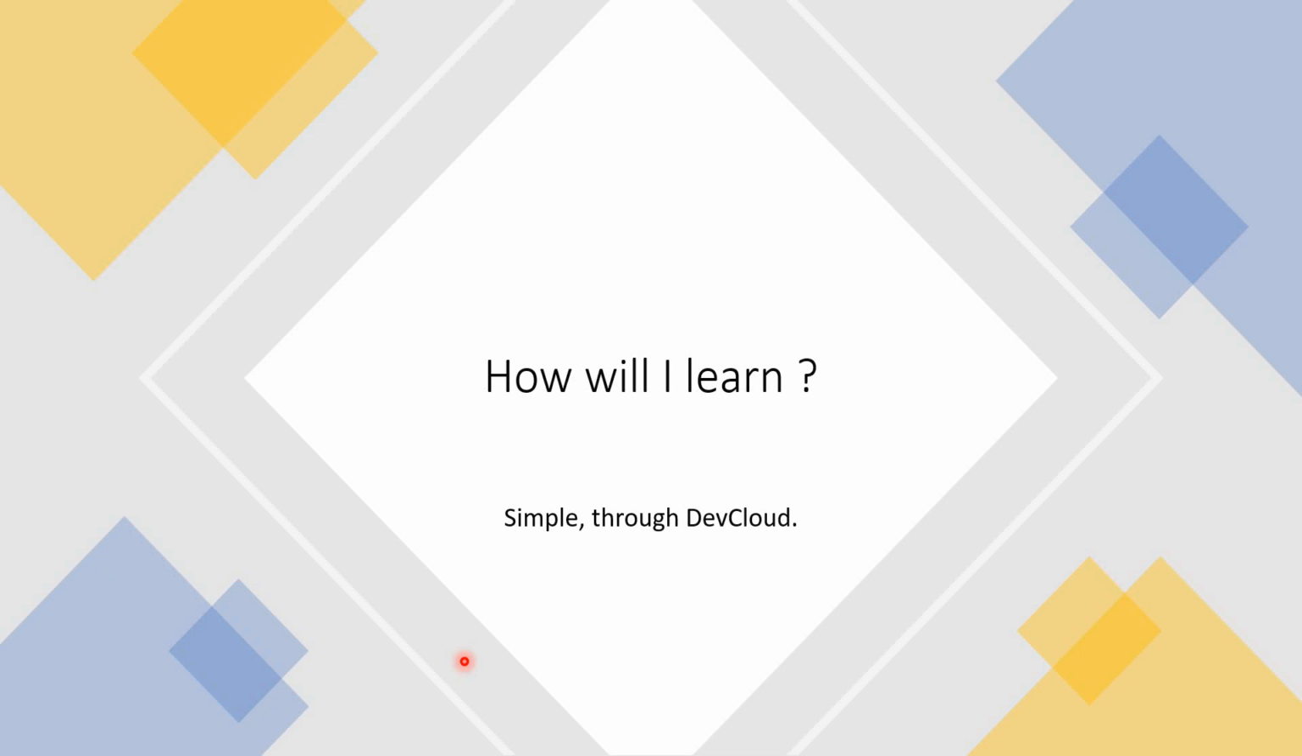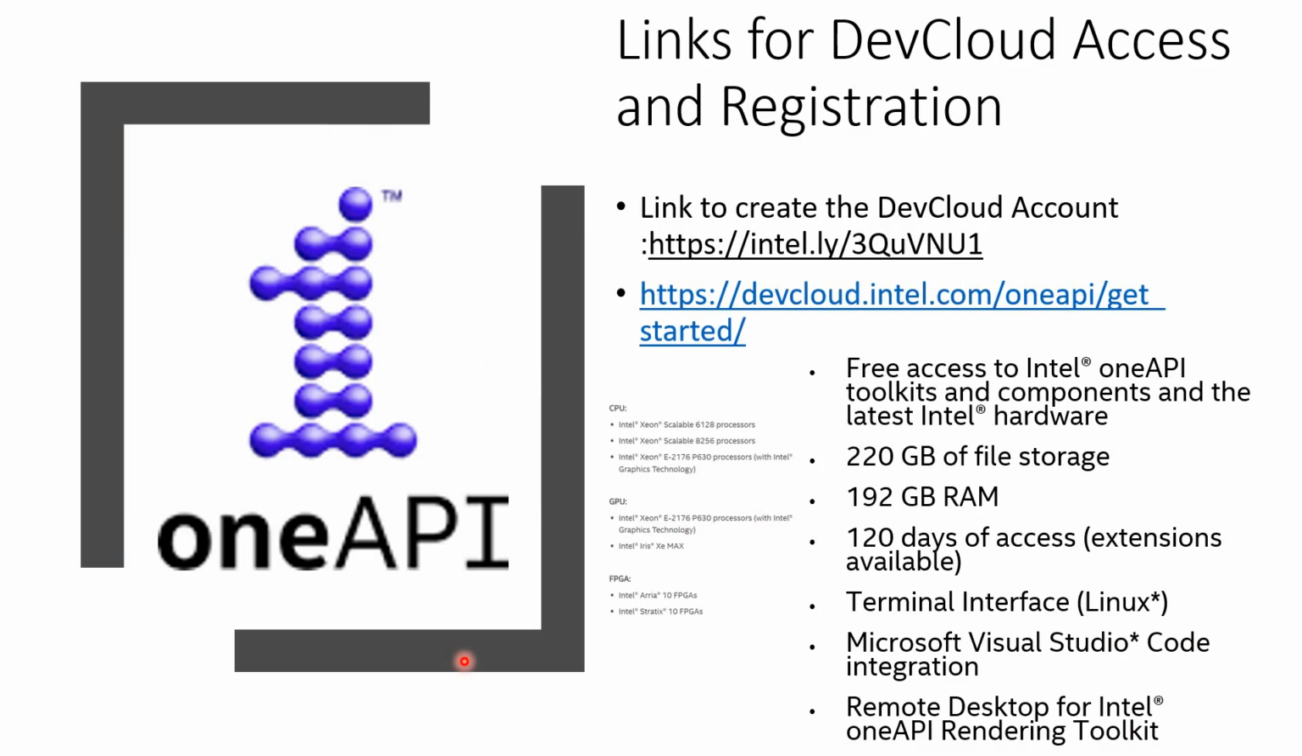You can get all these learning clearly through the DevCloud. DevCloud offers you a lot of things, and it gets you free access to Intel oneAPI toolkits, and it's totally mesmerizing actually. So you get 220 GB of file storage, 192 GB RAM, 120 days of free access. You've got terminal interface, Visual Studio integration. You've got remote desktop facilities. And most importantly, you've got a variety of hardware support for you. You've got CPU, GPU and FPGA available. And all these can be created at your fingertip.